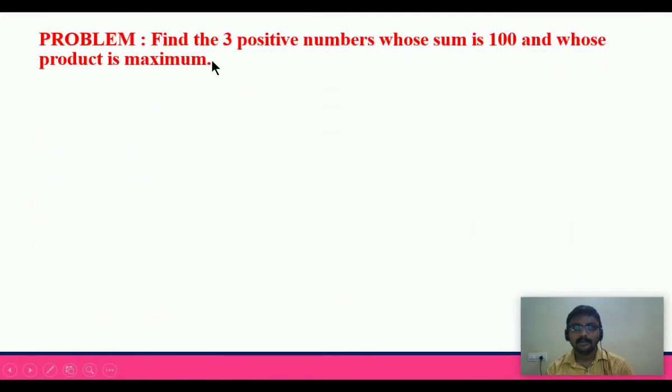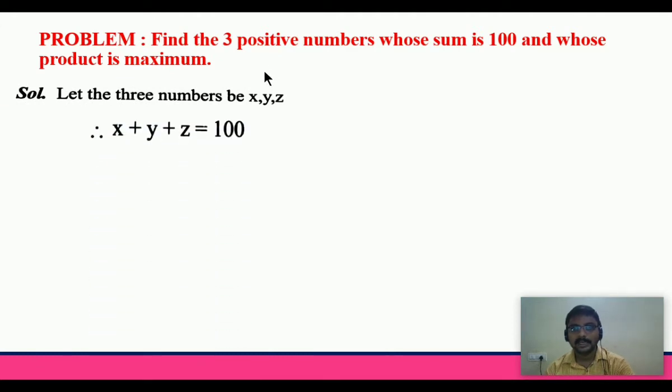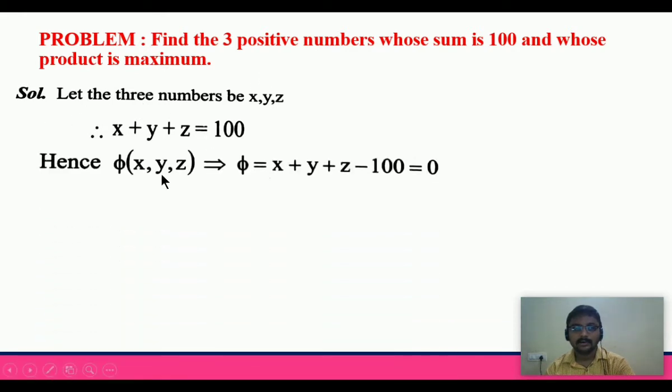Another problem, find the three positive numbers whose sum is 100 and whose product is maximum. So we have to find three positive numbers such that whose sum must be 100 and whose product must be maximum. Let x, y, z be the required three positive numbers whose sum is 100. So x plus y plus z is 100. Phi of xyz is the constraint, that is x plus y plus z minus 100 equal to 0.